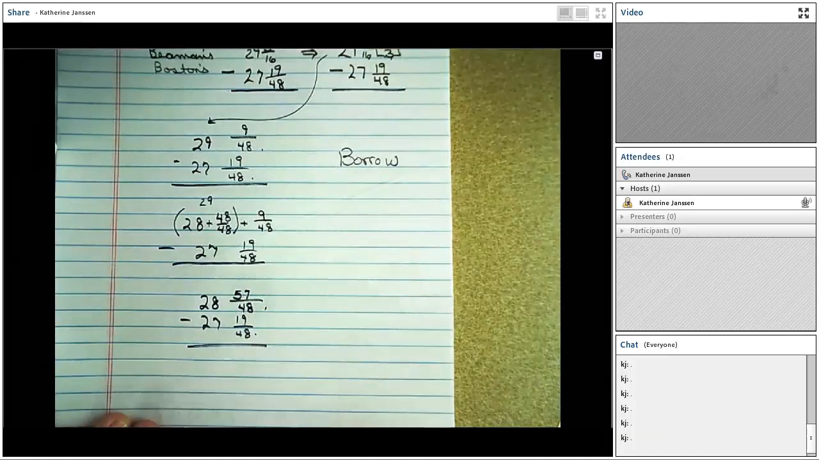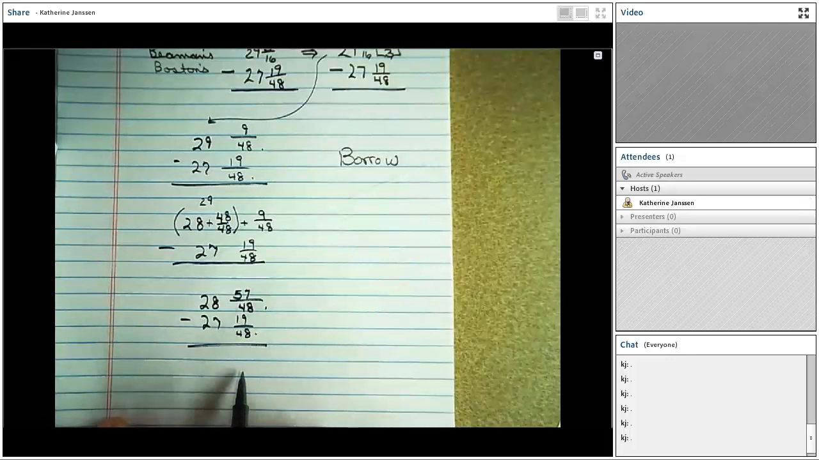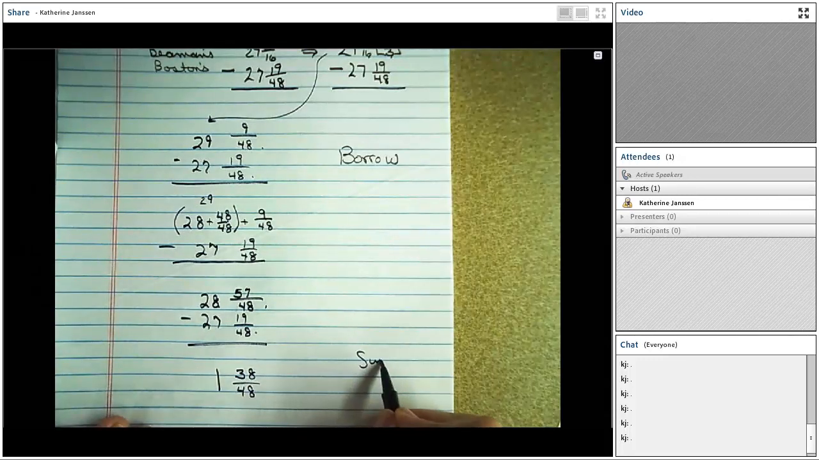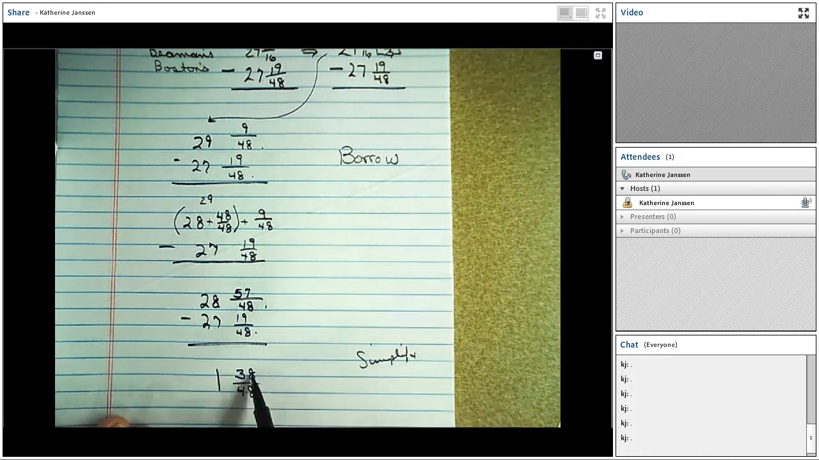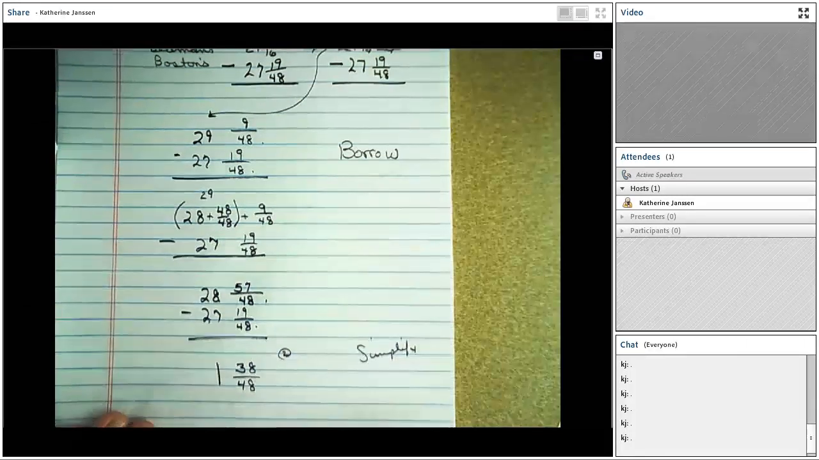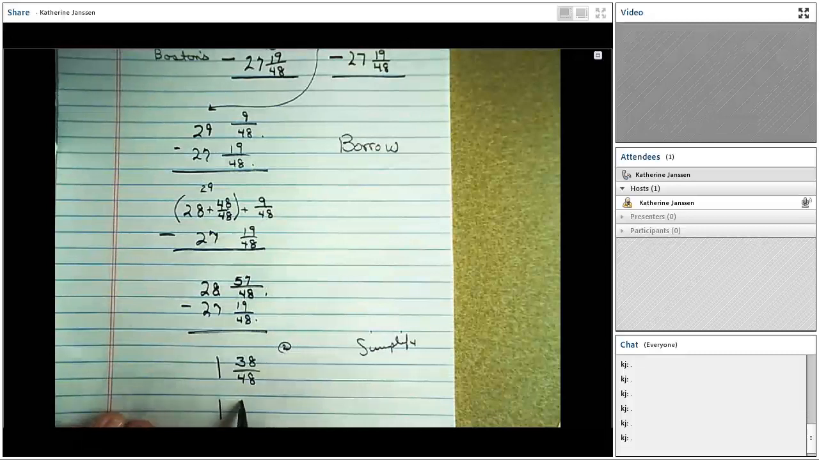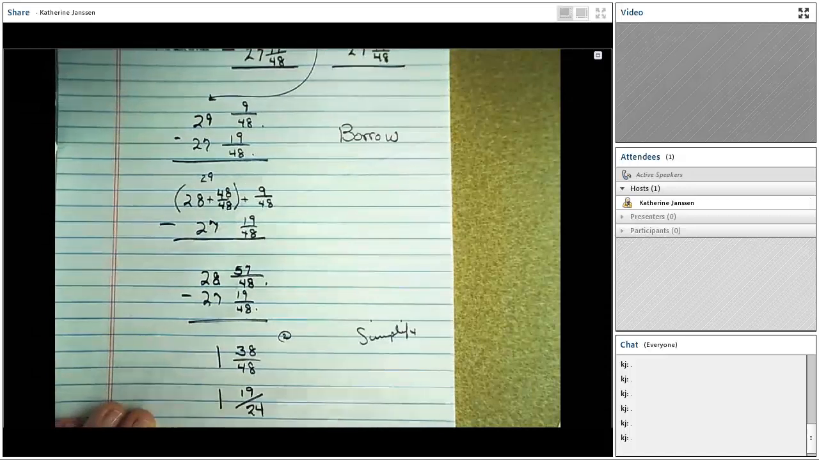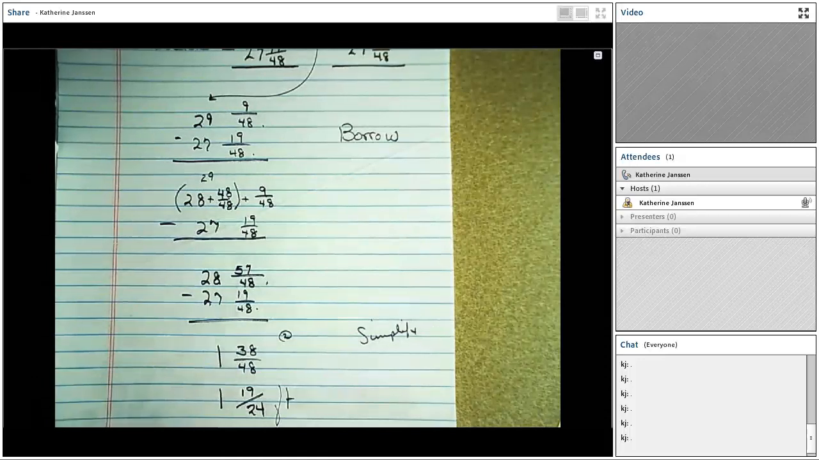I do have my common denominator, and I can subtract 19 from 57. 19 from 57 is 38, and 27 from 28 is 1. Always look to simplify, and I have 2 even numbers, so I know 2 will go into both evenly. So 2 goes into 38 19 times, and 2 goes into 48 24 times. 19 is prime, so I have 1 and 19/24 feet longer was Beamon's jump than Boston's jump.